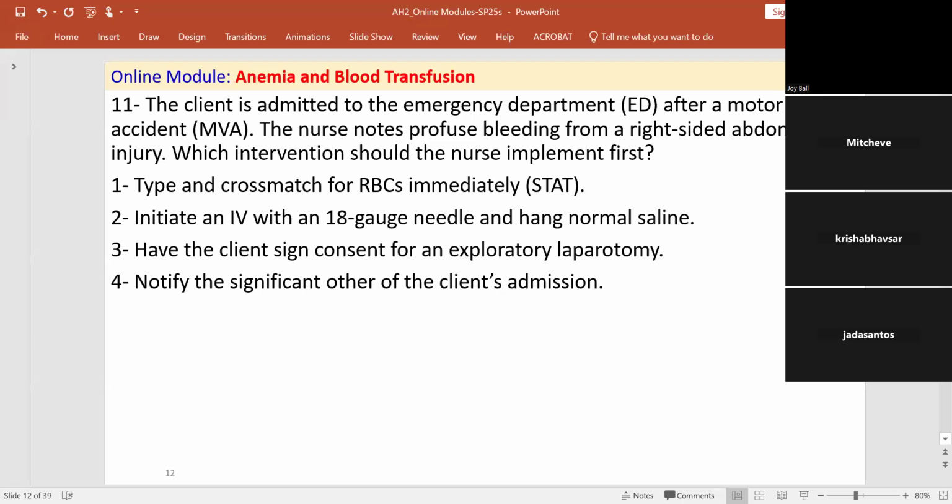Before we do anything else, we have to initiate the IV catheter or access so the patient can receive the fluid replacement or blood transfusion, first the fluid, and later the patient can receive the blood transfusion if need be. Sometimes all four options are correct, but which one should be implemented first, or takes priority at that time? Number two is the priority for this patient.